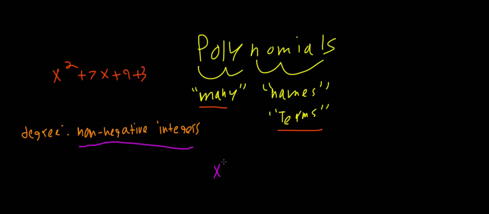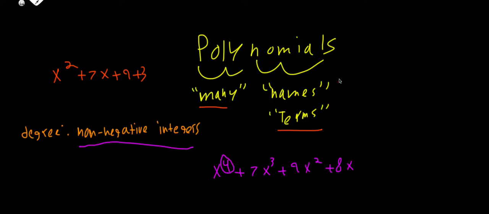So let's see. Let's say we have x to the fourth plus 7x to the third plus 9x squared plus 8x. This right here is a polynomial because it has many terms and it meets the requirement of non-negative integers as the degree. Now what the degree means is the exponent of each term. So the degree of this term is 4, or you can think of the exponent of this term as 4, and the number 4 is a non-negative integer. So the 4 is not negative and it's also an integer.